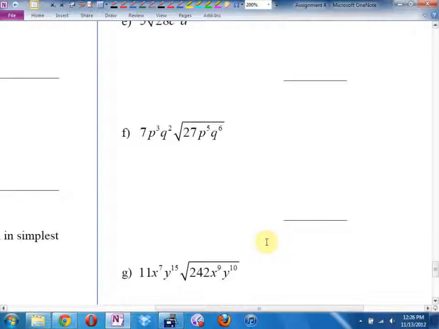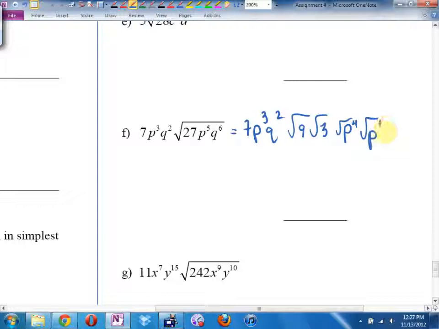This puppy here. I already have the 7 in front, and the p cubed and the q squared. It's square root, so I'm going to write the 27 as what times what? Root 9, root 3. I'm going to write the p to the 5th as what times what? P to the 4th, p to the 1, and I'll put the 1 there for just once. And how would I write q to the 6th? Ooh, is q to the 6th a perfect square already? It is. Who asked me this one? Who asked F? Cool. So far, so good.